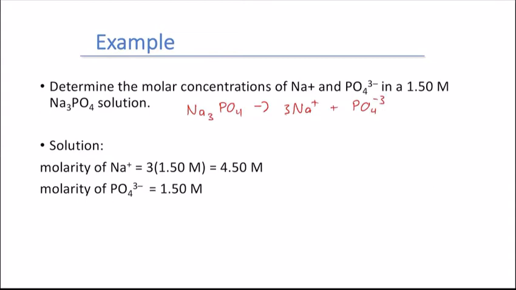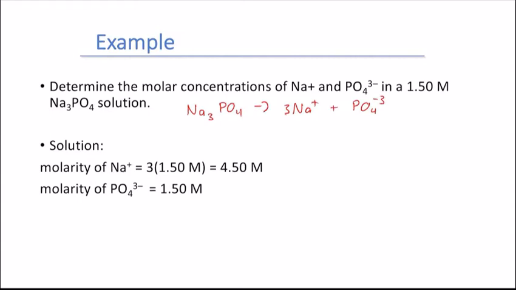So if we want to figure out what the molarity is of the sodium ions, I would simply take my 1.5 molar and multiply it by 3 because I have 3 of them in solution. For the phosphate, since I only have 1 phosphate, that's going to equal that 1.5 molar. So that means if we look at our answers, the molarity of the sodium ions is 3 times that 1.5 molar, which equals 4.5. The molarity of the phosphate ions is just going to be that 1.5 molar.